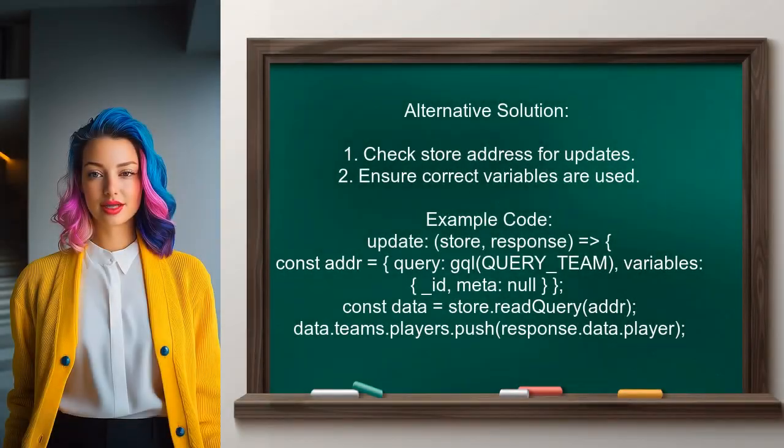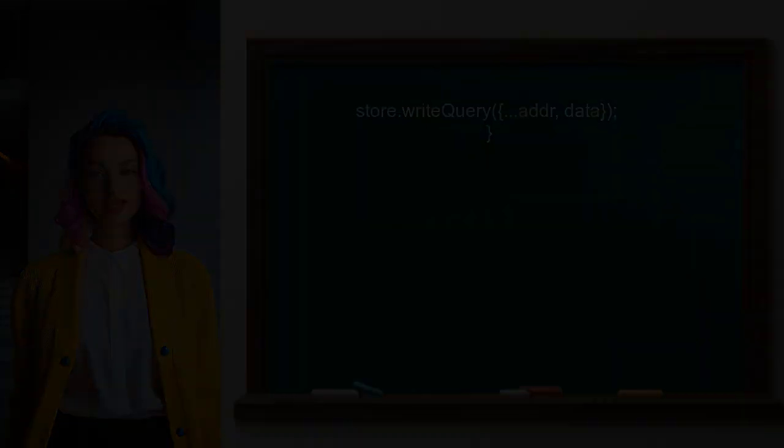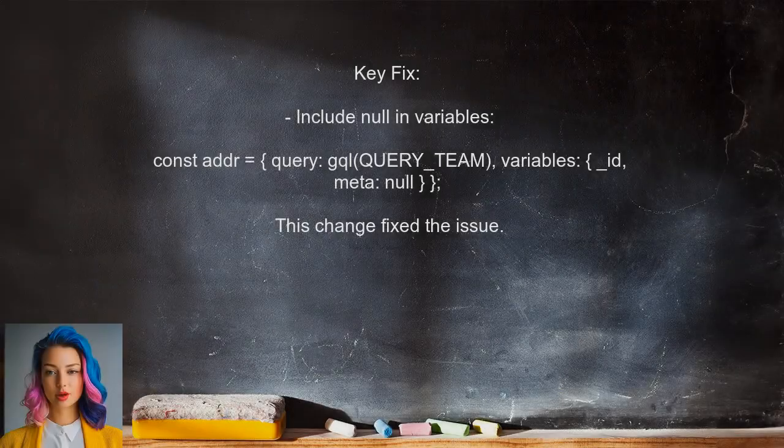One user faced a similar issue and suggests that the error might be due to writing the network response data to the store with the wrong store address. They found that updating the store after adding a player to a team was causing the problem. They discovered that their query team request was defaulting a variable to null, which affected the store's address. By including the null variable in their update function, they resolved the error.